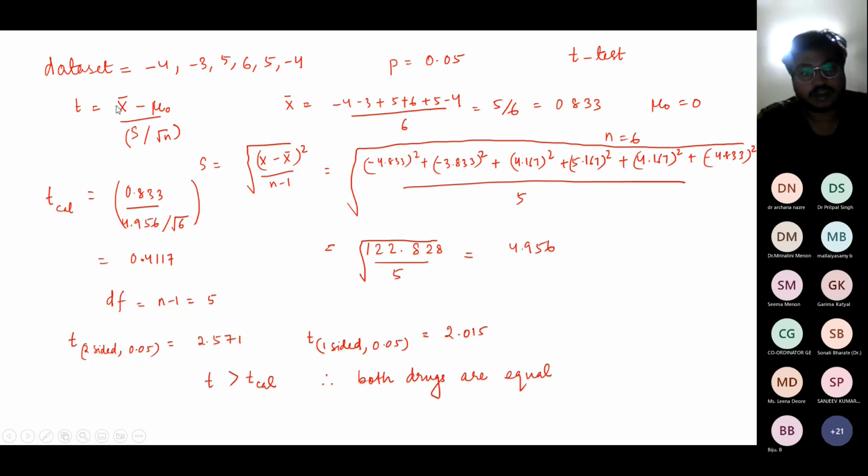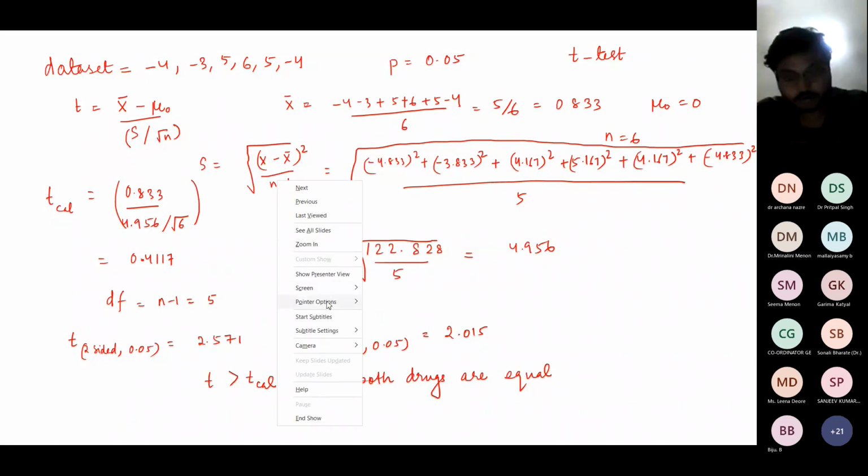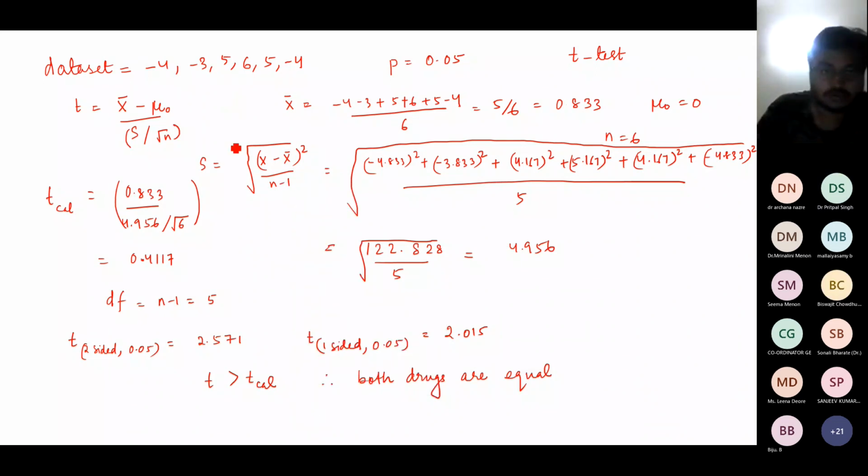So we calculate x bar. The formula is x bar minus mu naught divided by s by root over n, where s is the standard deviation of our data set, n is the number of samples, x bar is the mean of the data set. We can calculate the mean straightforwardly, sum it up and divide it by n, which comes out to be 0.883. Mu naught here is 0. We calculate the standard deviation by summation of x minus x bar whole square divided by n minus 1, whole root over.